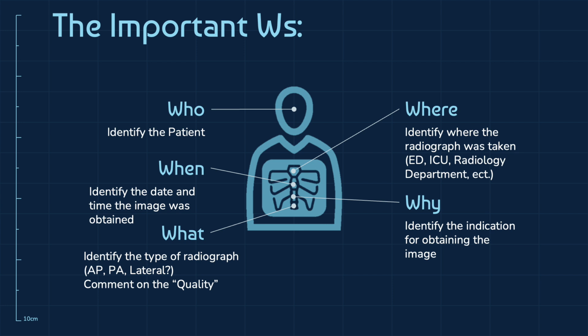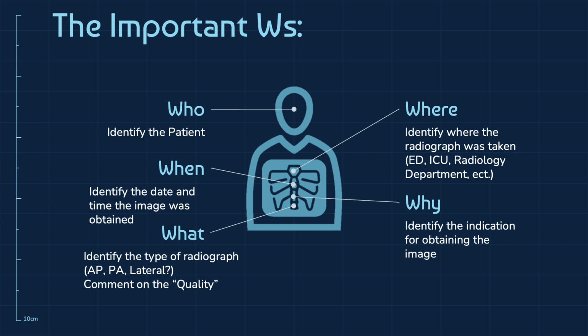Next is what? What type of chest x-ray was this? Is it an AP, PA, or lateral x-ray? And identifying the quality of the x-ray, which we'll discuss in a second. Next is where. Where was this radiograph taken? Was it taken in the emergency department, the ICU, the radiology department? It's always important to know where it was taken so you can identify what type of radiograph it is and also the urgency of it.